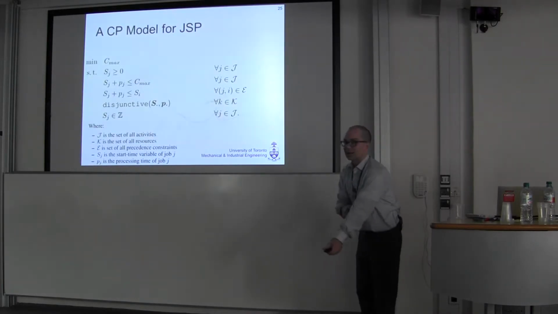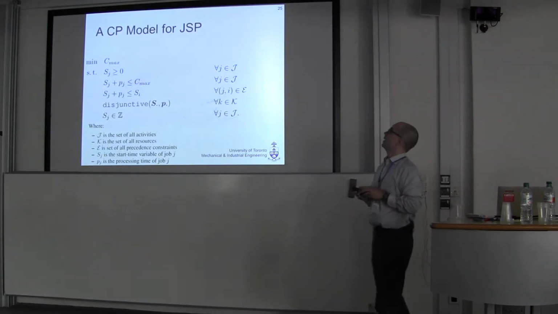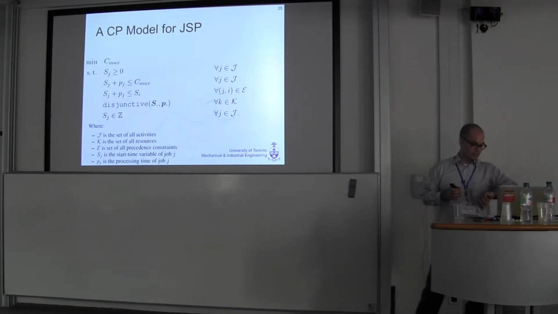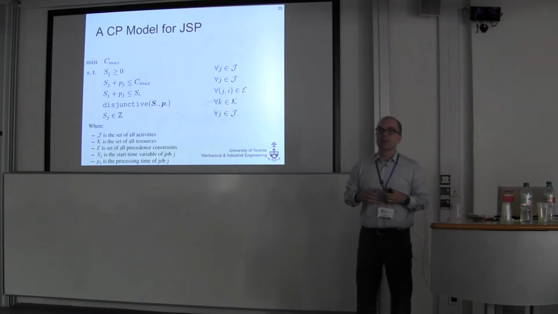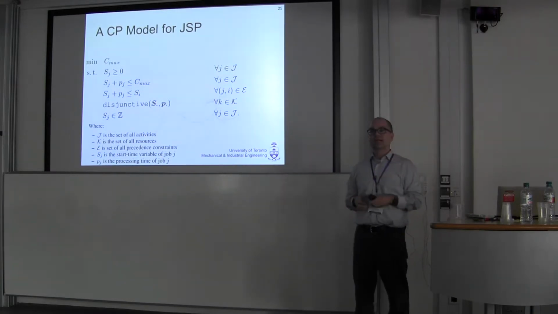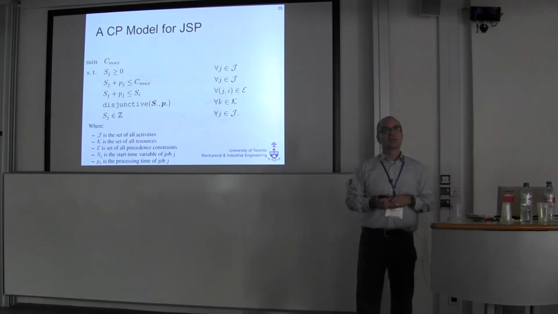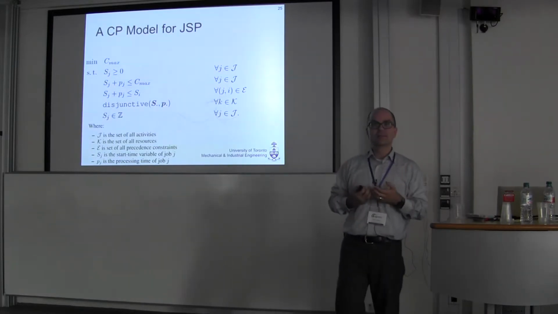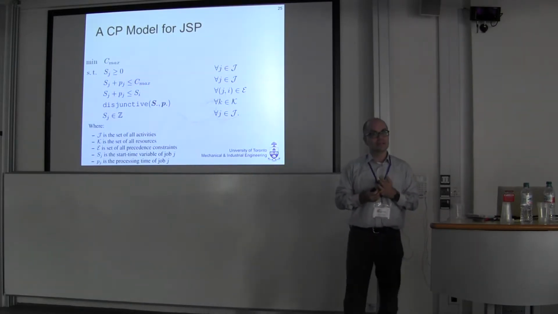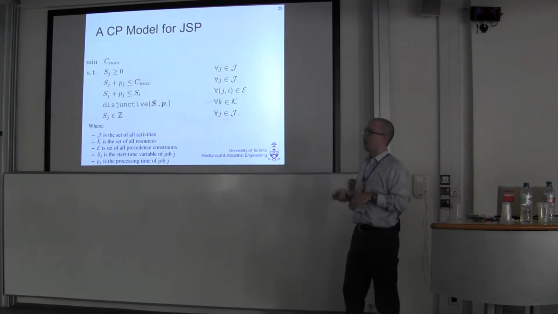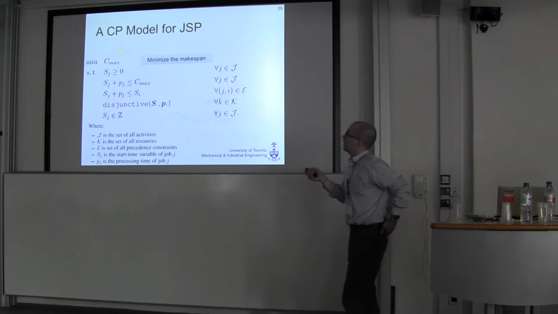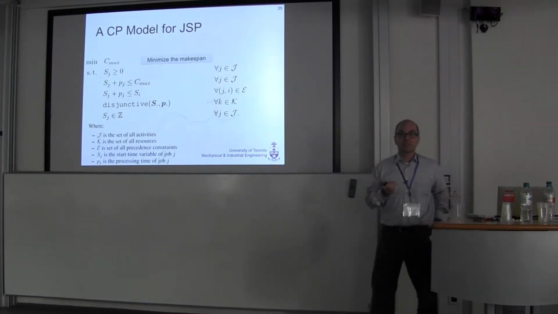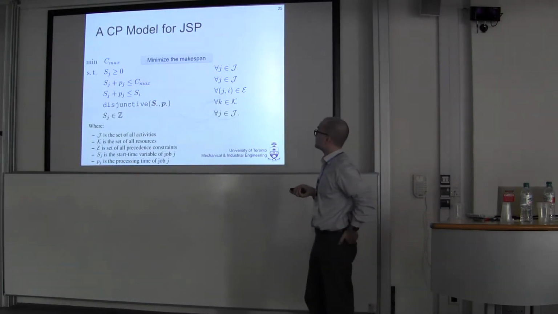So let's talk about modeling. I'm not going to talk about the details of the algorithms anymore. We're assuming we have techniques for doing branch and search, and a number of great global constraints to do the inference. Let's talk about the models. So this is a job shop scheduling model. We're going to minimize the makespan, which is traditionally represented by Cmax.